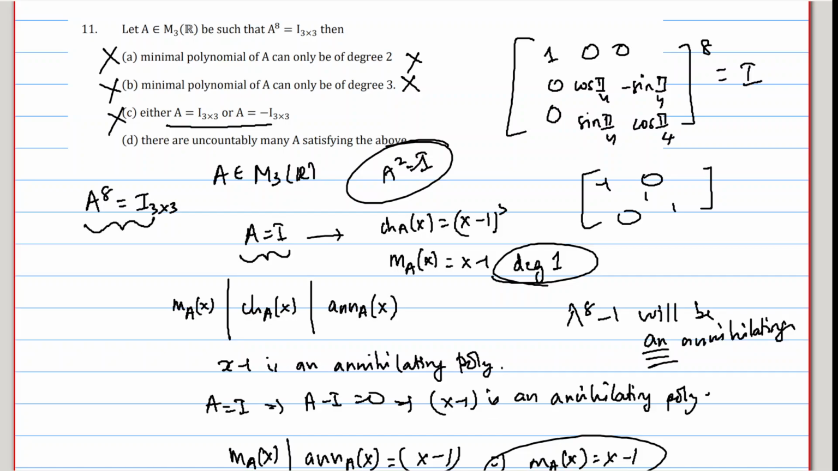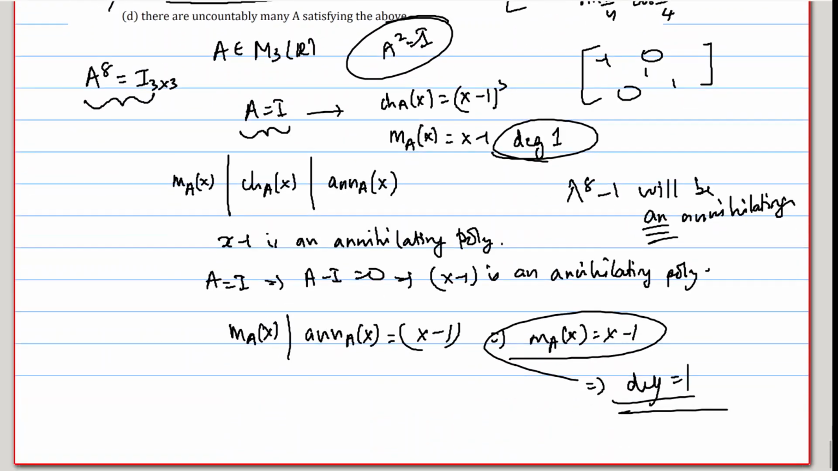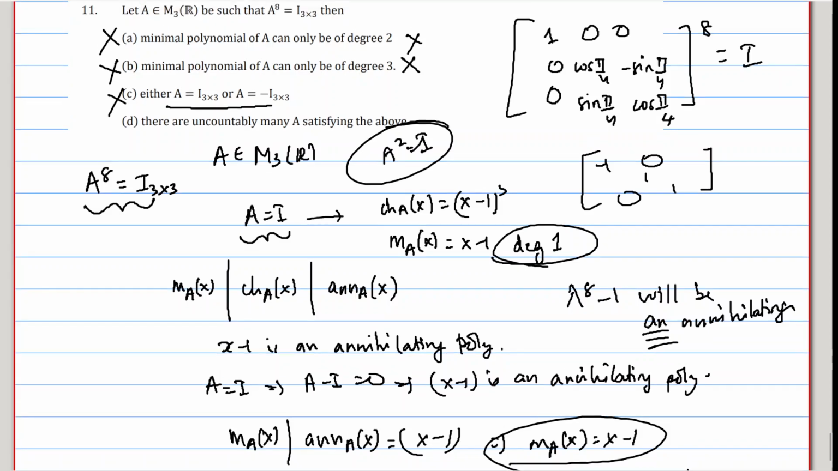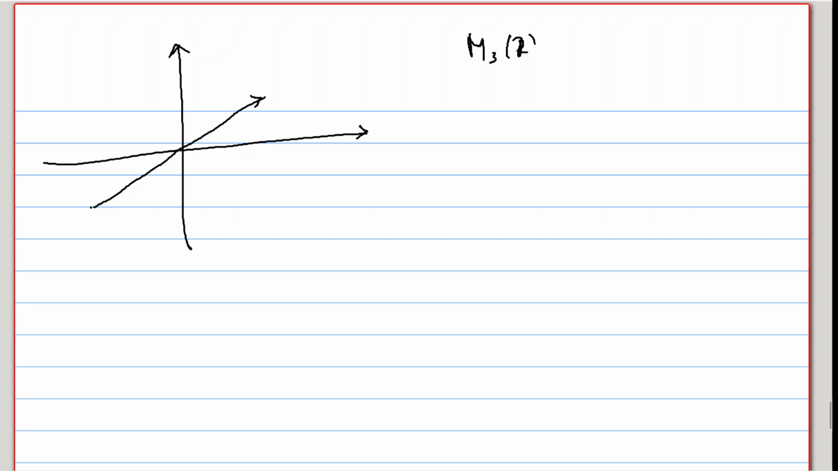I'll give several arguments. Right now I can think of an argument for D. Just look at option D. It says there are uncountably many A satisfying the above. See, we are dealing with three-dimensional spaces, M3, so we can look at R3. Now, take any line.